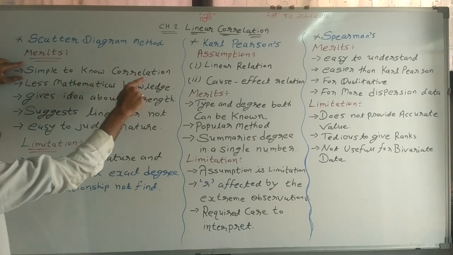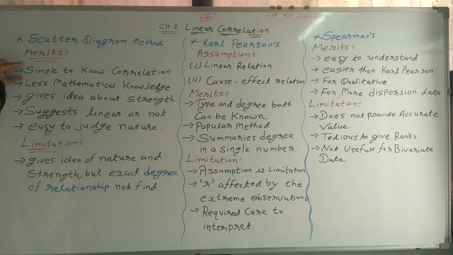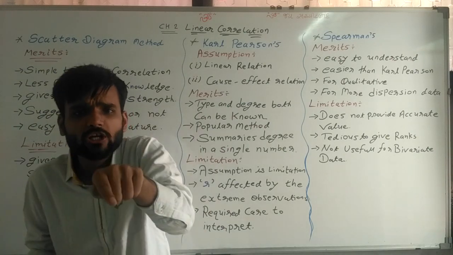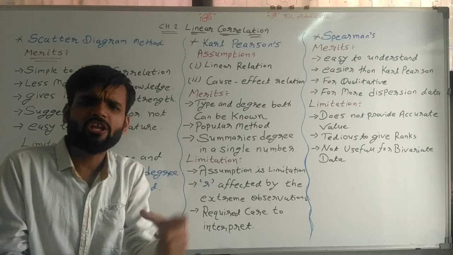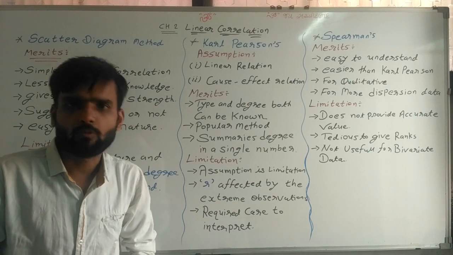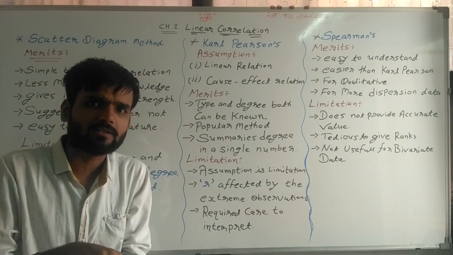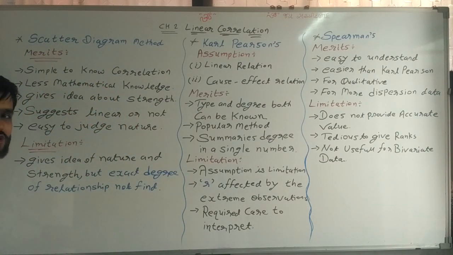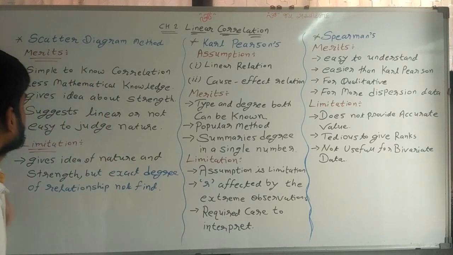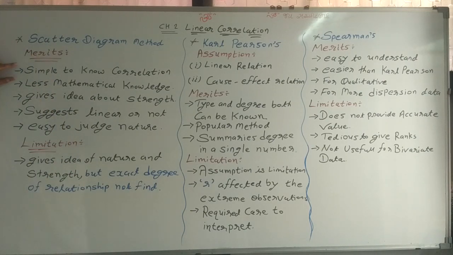It is simple to know correlation. By preparing a diagram, we can easily understand whether there is correlation or not. It is very simple. If we make one line covering maximum points and some points are very near, or all the points are on one line, then we can say there is correlation. So it is simple to know correlation. It is the first merit of the scatter diagram method.